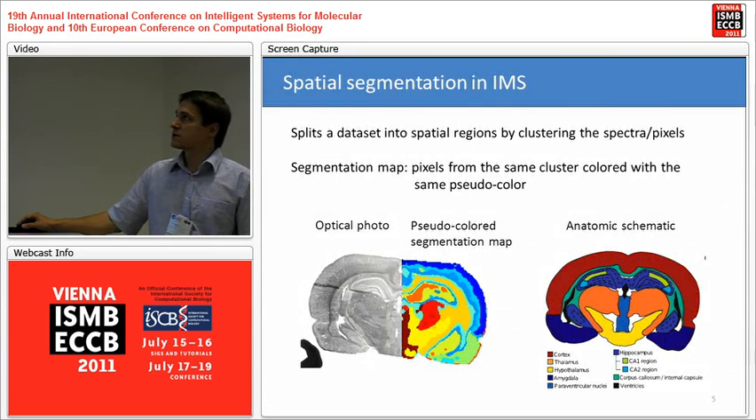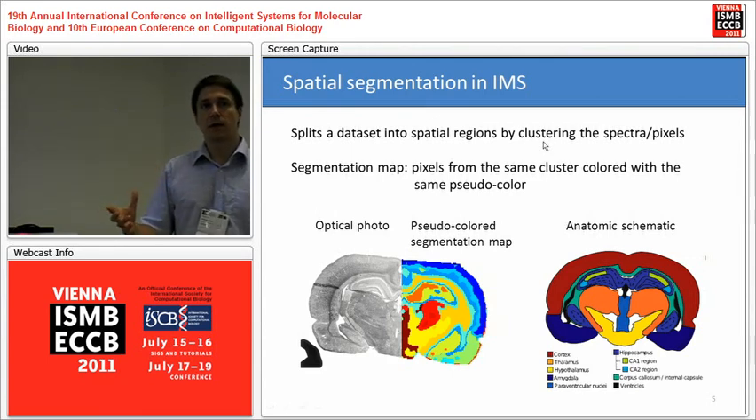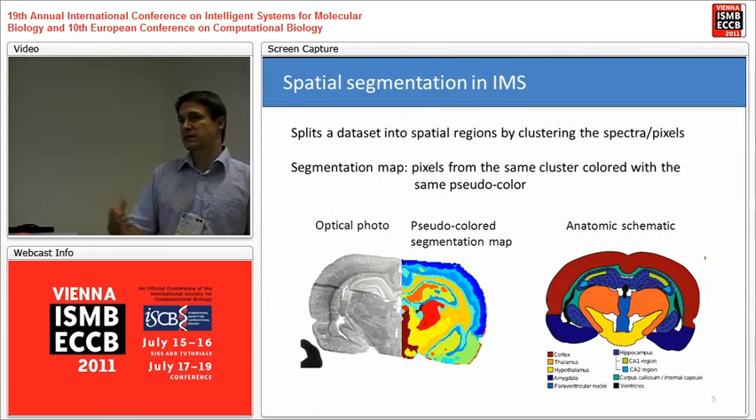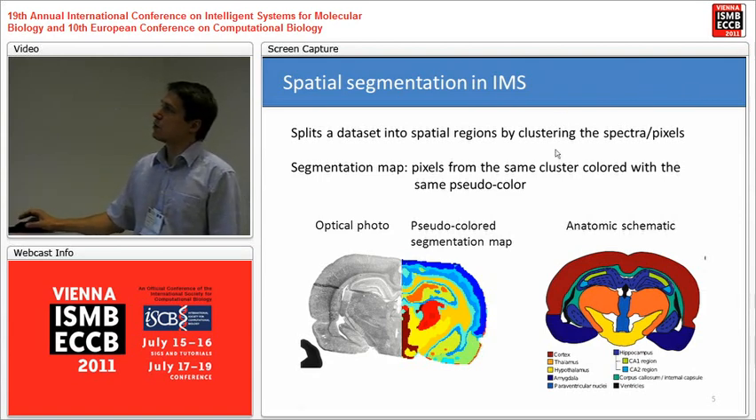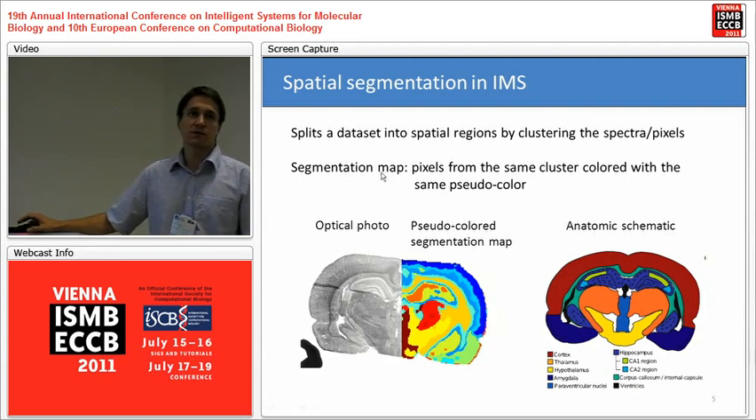So what is the problem of spatial segmentation in IMS? We would like to split our data set spatially into spatial regions by clustering our mass spectra. That means we would like to split it based only on mass spectral similarity. And once we have this clustering, we create a segmentation map, which is just a visualization of our cluster results, where the pixels from the same cluster we color with the same pseudo-color. Like here. Here we have just the optical image, and here we have this pseudo-colored segmentation map. If we have a pixel here red and here red, that means their mass spectra are similar.